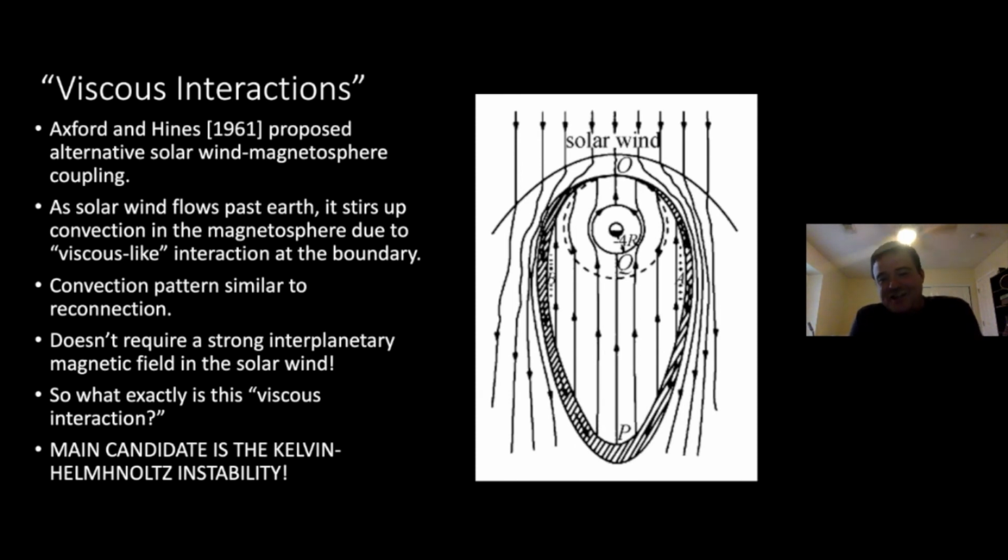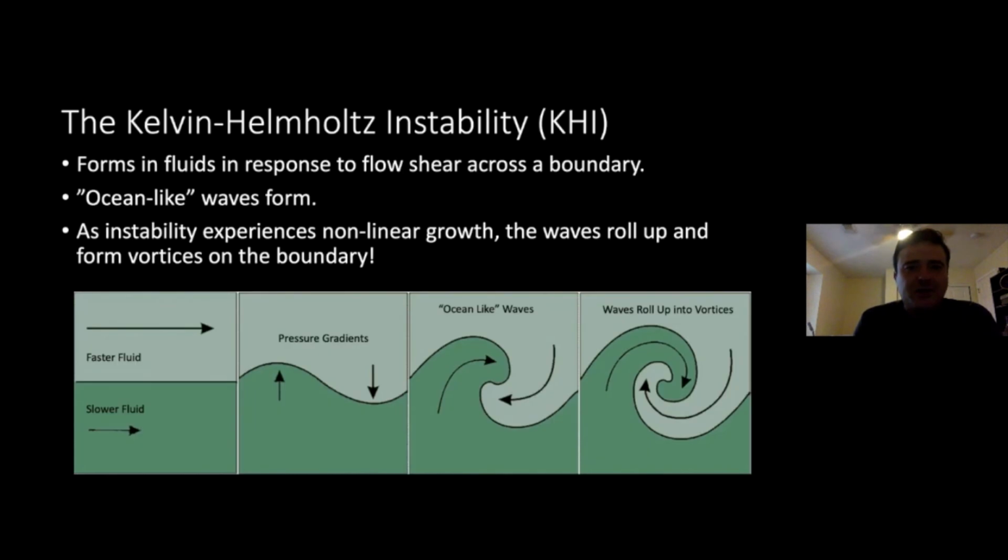Now, the question is, what exactly is this viscous interaction? When Axford and Hines proposed this, it was very hand-wavy. Further studies have shown that the main candidate is something called the Kelvin-Helmholtz instability. The way Kelvin-Helmholtz works is in any fluid where you have a boundary between two fluids at different flow speeds. We call this a flow shear. So you have a slower fluid and a faster fluid. You can start to form ocean-like waves.